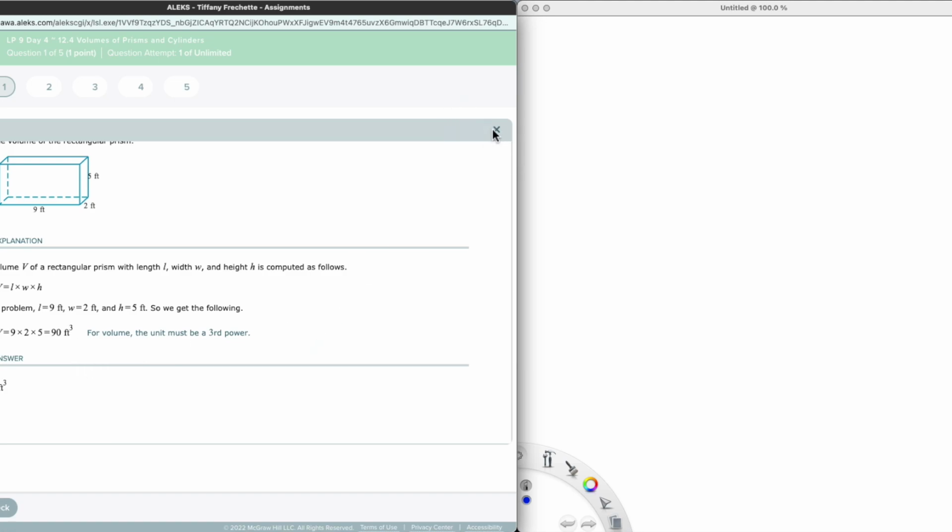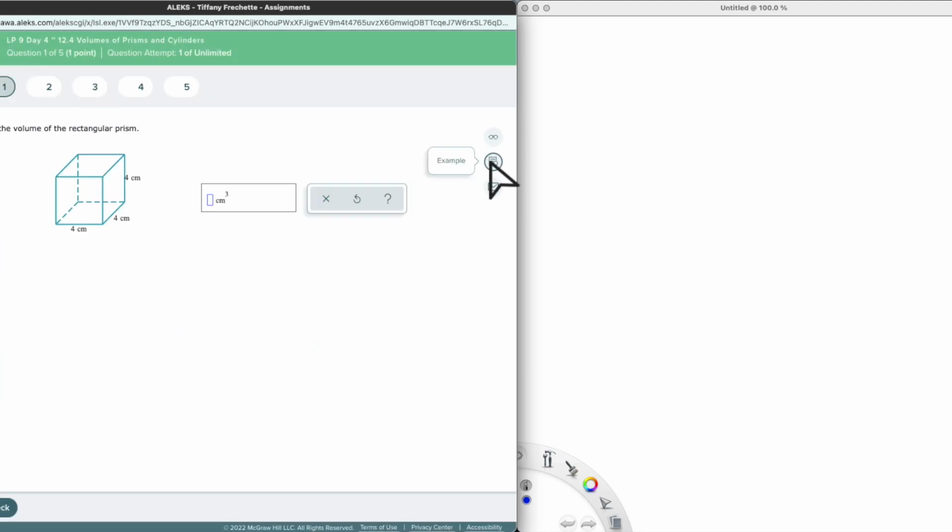And once you're good with that, you can close it. You can open it again for another example if you'd like to see one. You can also message your teacher directly from the screen so we know where to come help you because it will attach a picture. All right, so let's go ahead and get started.